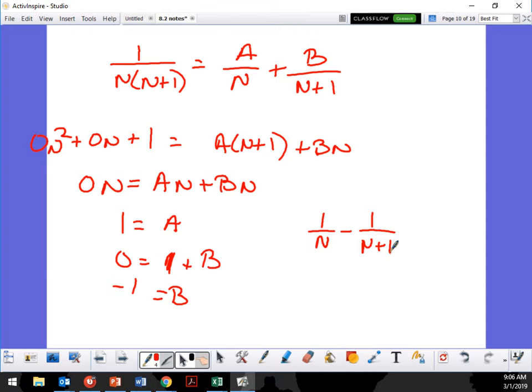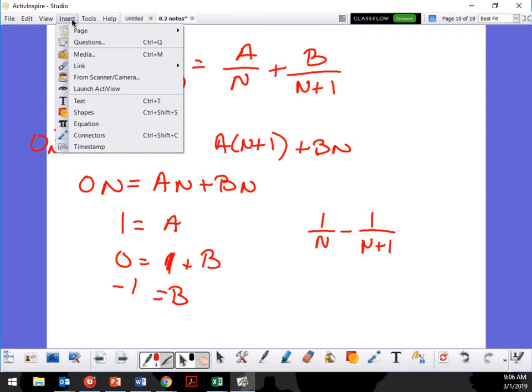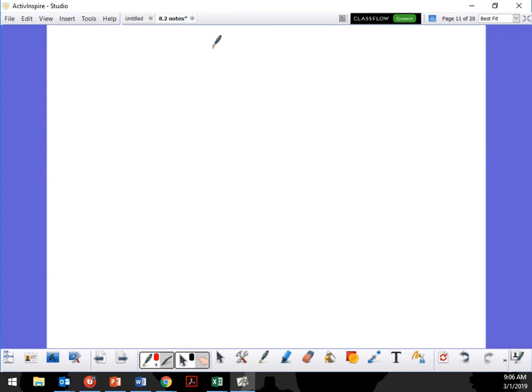Yes? Okay, good. So if I look at this, insert page after. So I have 1 over n minus 1 over n plus 1, and this is my S of n. It's going to be that.